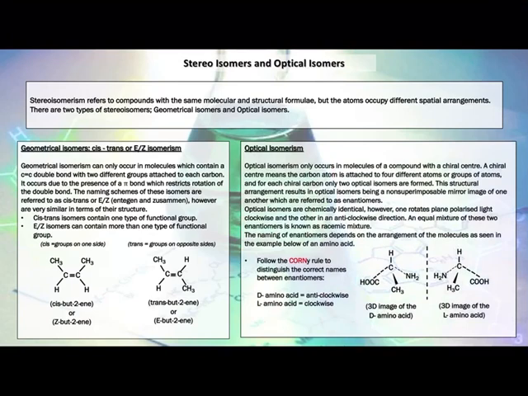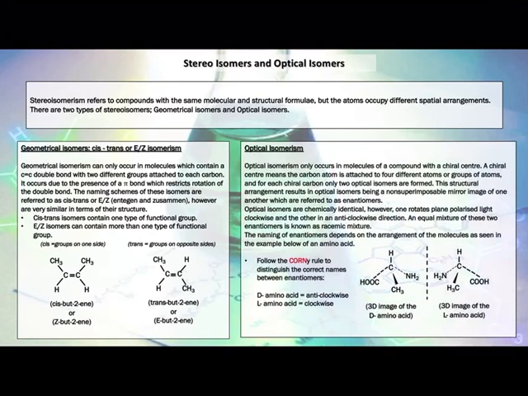Optical isomerism can only occur in molecules of a compound with a chiral centre. Now, a chiral centre basically means that the carbon atom is attached to 4 different atoms or groups of atoms. And for each chiral centre, only 2 optical isomers are formed. This structural arrangement results in optical isomers. They're actually non-superimposable mirror images of one another. They are basically referred to as enantiomers.